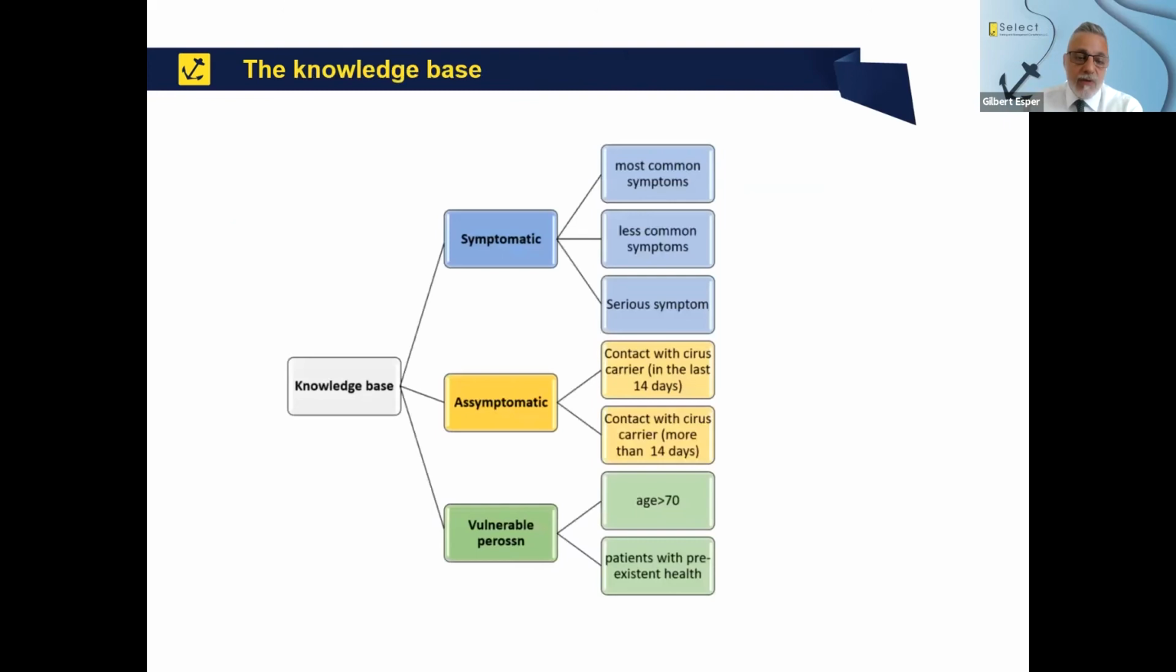Okay, so now we need to look at the knowledge base. First, for possible virus infection, we will identify what type of knowledge we need. It might be categorized into 3 areas: symptomatic, asymptomatic, and old people, for example. First, most common symptoms, less common and serious, and then any contact with a virus carrier in the last 14 days, or more than 14 days. And where do we get this information from? From the subject matter experts. We don't know these things, we will just get this information.